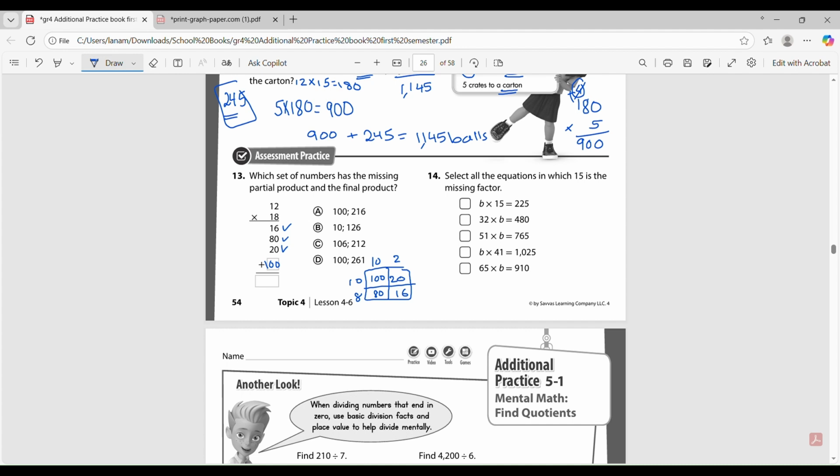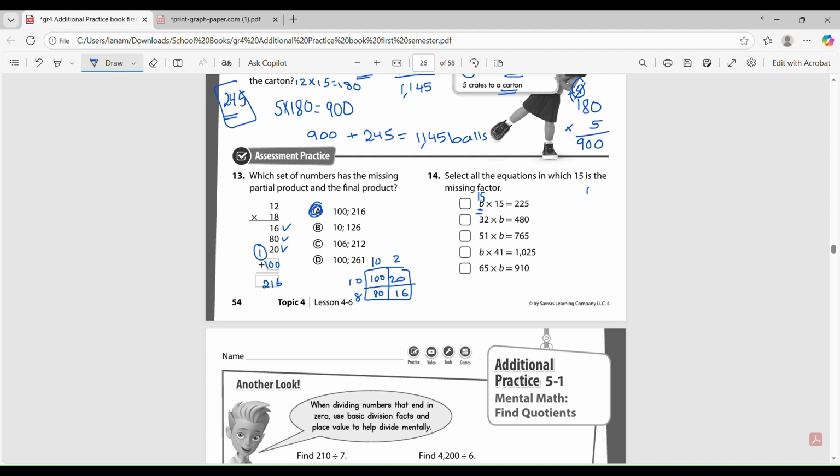Let's do the addition now. 6 plus 0 equals 6, 1 plus 8 is 9, plus 2 is 11. 1 plus 1 is 2. So 216. So the missing numbers are 100 and 216. So it's A. Now select all the equations in which 15 is the missing factor. So I have B here, the variable is B. B means 15. So let's see. If the answer is correct, we're going to select the equation.